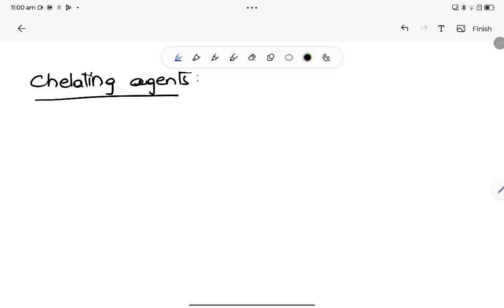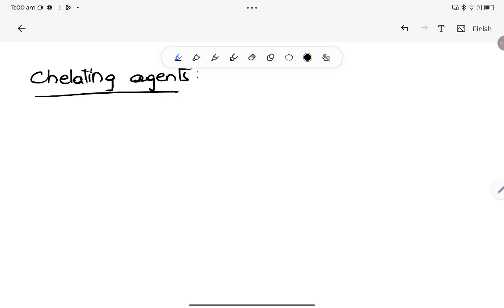Hello everyone. Today we are going to talk about chelating agents. Chelating agents are the drugs which are used to treat heavy metal poisoning.